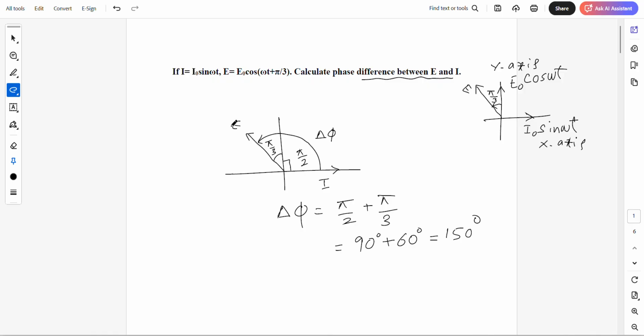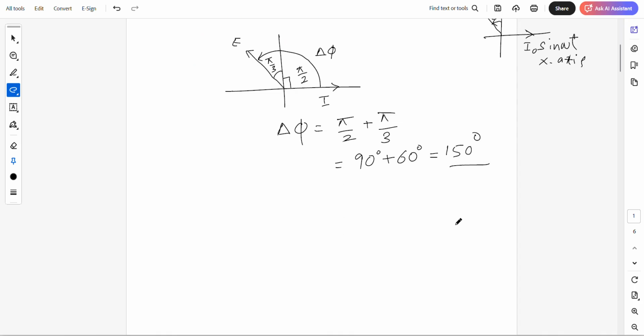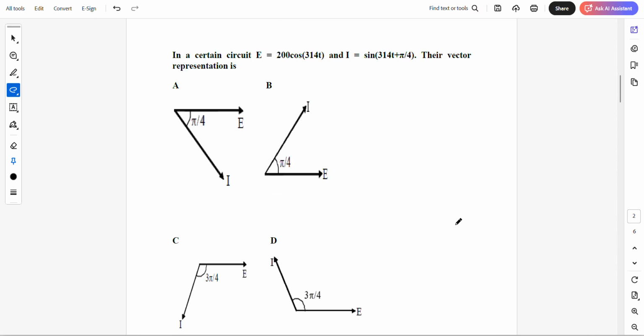This is E, where E is E naught cos omega t plus pi by 3. And this is I, equal to I naught sin of omega t. Now this total phase difference is the total angle from the positive x-axis to this particular vector of E. The angle from this vector to this vector is pi by 2 plus pi by 3, which is 150 degree. Hope you understood. Let us see the next sum.